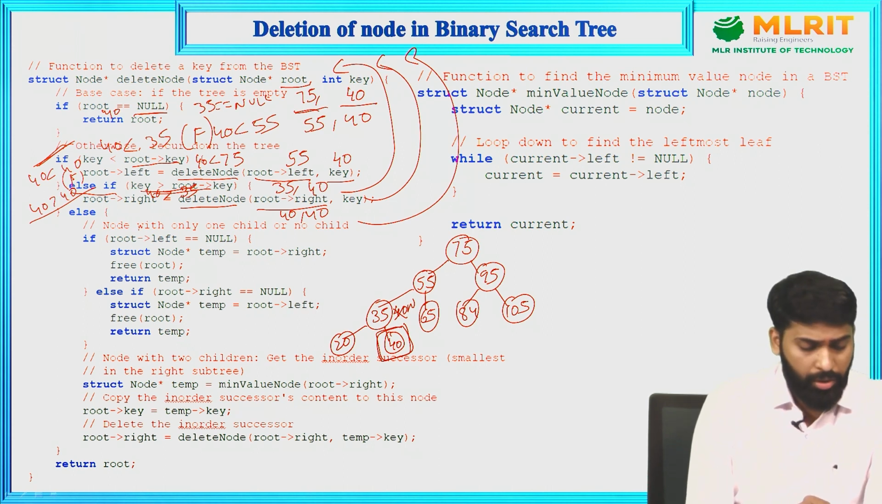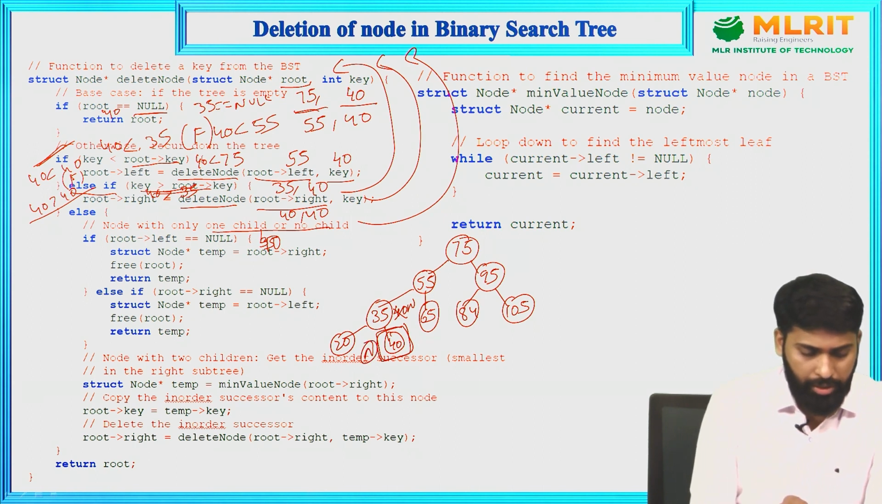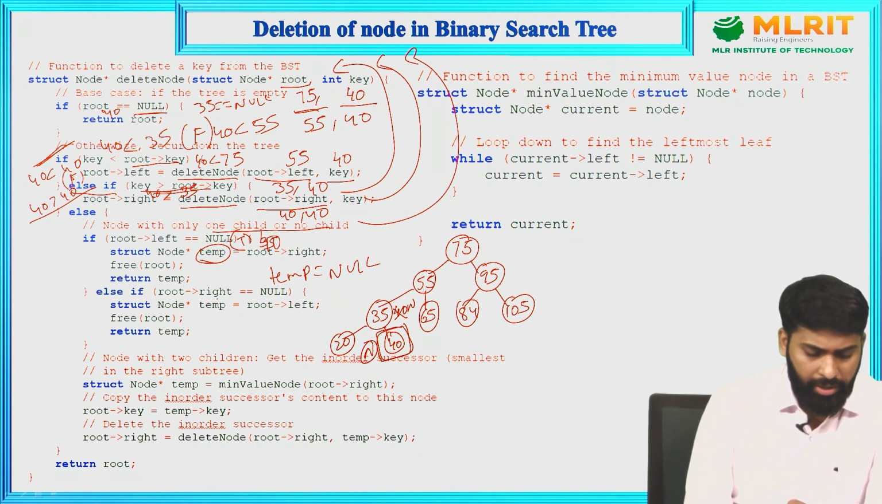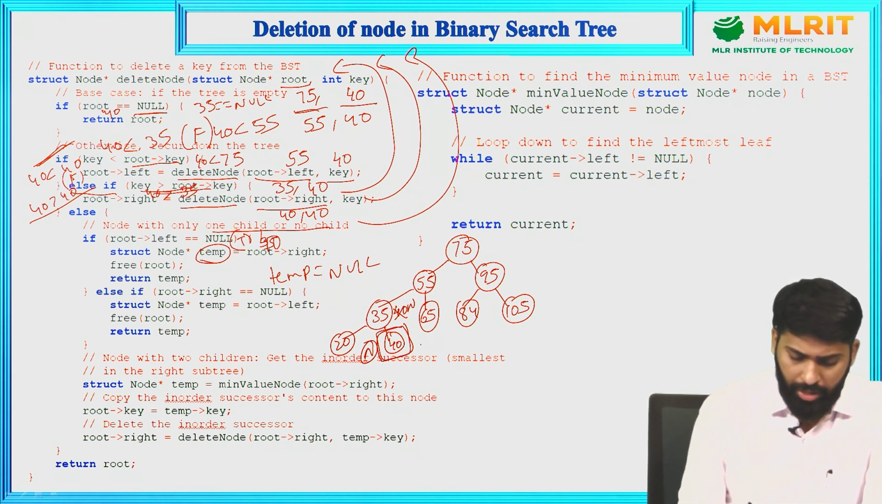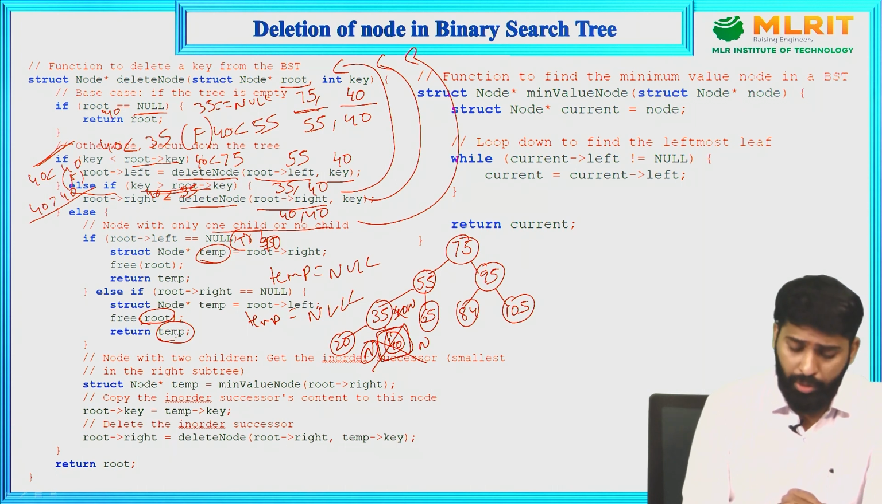Let us see. Now the node with one or no children: root arrow left. What is the root here? 40. So 40 arrow left is null? Yes, this is null, so it is true. We take one temp value. Temp equals root arrow right, which is null in this case. Now root arrow right equals null? Yes, root arrow right is also null. So temp equals the left side, that is null. Okay. Now free root, this 40 will be deleted, and return temp. So return temp to the previous function call.